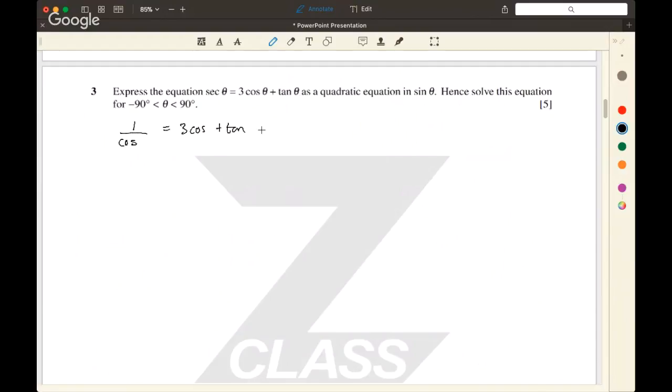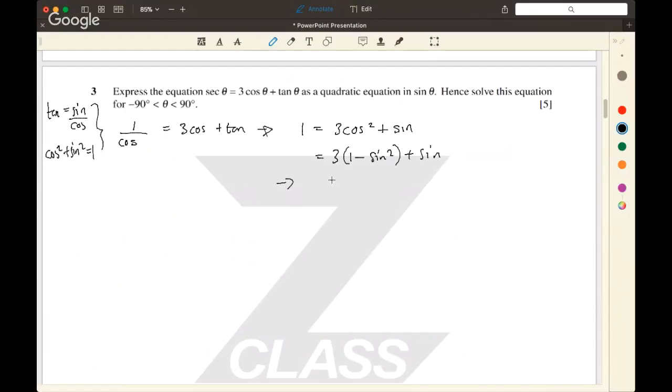And now I'm going to multiply everything by cosine. So I get 1 is equal to 3 cosine squared plus, and using the fact that tan is equal to sine over cosine, multiplying tan by cosine just gives us sine. And then I use the identity that cosine squared plus sine squared is equal to 1. These are all in your formula booklet. I get that this is 3 times 1 minus sine squared plus sine.